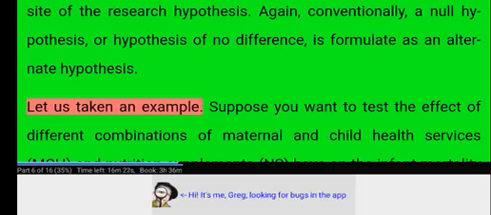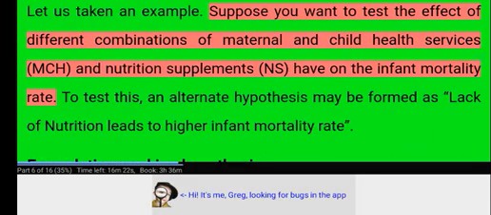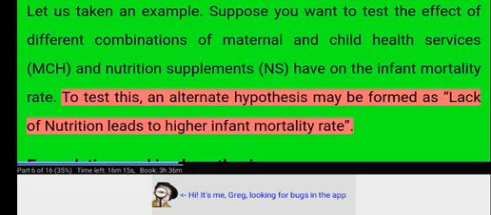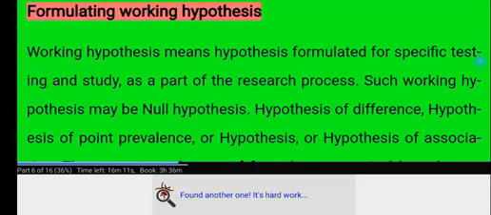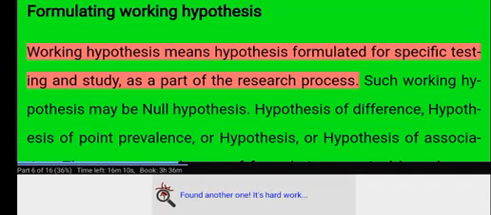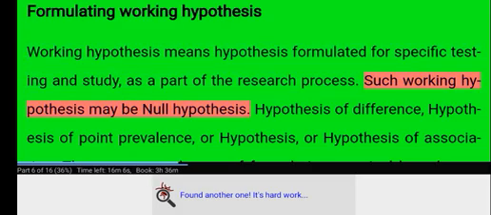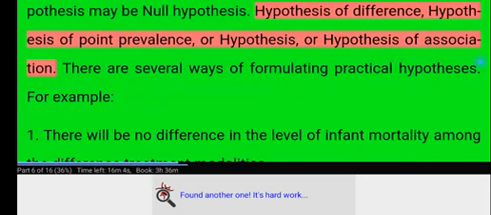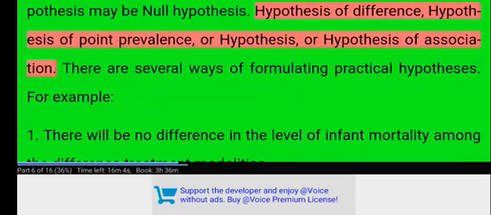Let us take an example. Suppose you want to test the effect of different combinations of maternal and child health services (MCH) and nutrition supplements (NS) on the infant mortality rate. To test this, an alternate hypothesis may be formed as: lack of nutrition leads to higher infant mortality rate. Formulating working hypothesis. Working hypothesis means hypothesis formulated for specific testing and study, as a part of the research process. Such working hypothesis may be null hypothesis, hypothesis of difference, hypothesis of point prevalence, or hypothesis of association.